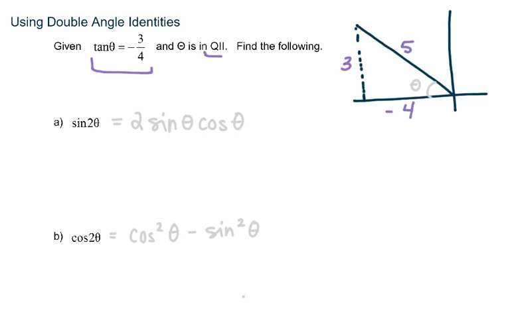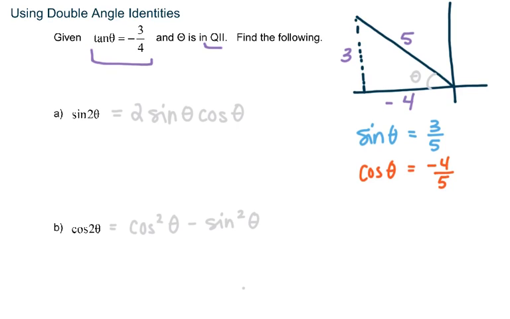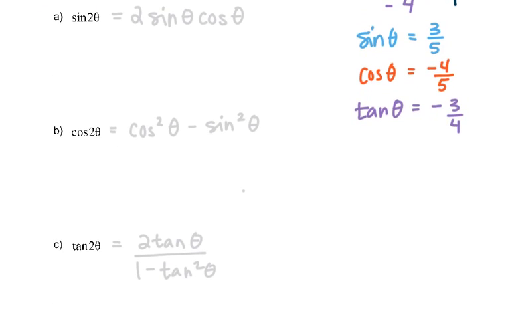Now, our identities, you can see we need sine and cosine. So using my reference triangle, sine of theta, opposite over hypotenuse or radius, is 3/5. And cosine theta is adjacent over hypotenuse or radius, -4/5. And I'm going to pull tangent theta down here because when I scroll up, we won't see it. So tangent theta, which was given, is -3/4.